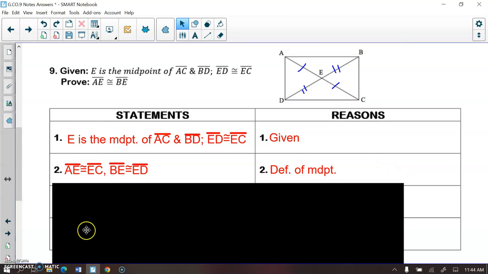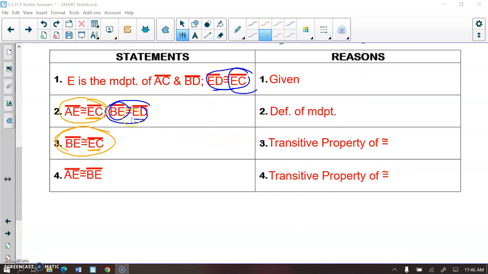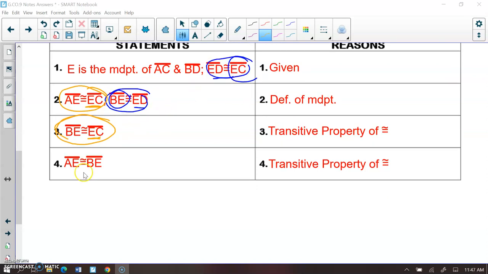But then what I'm going to do is I'm going to use these 2 blue statements and say BE is congruent to EC using the transitive property because they're both congruent to ED. And then since AE and BE are both congruent to EC, I can say they're congruent to each other.